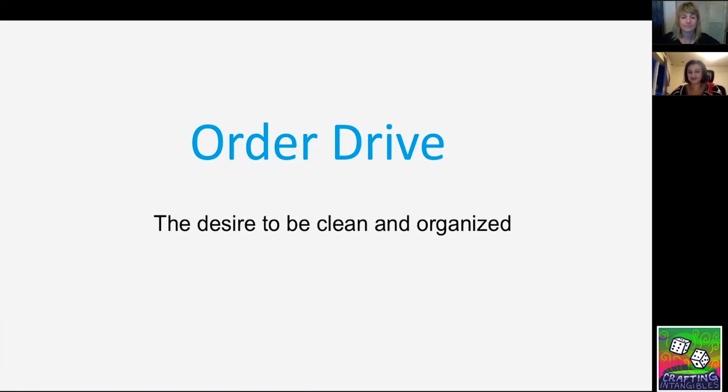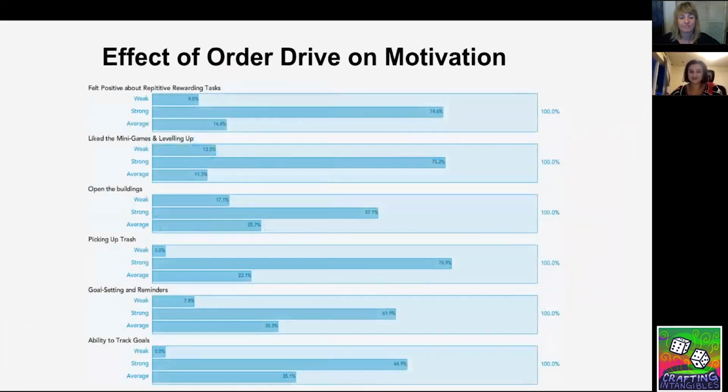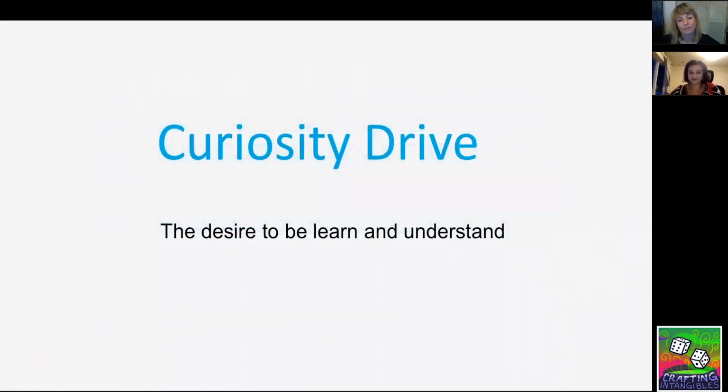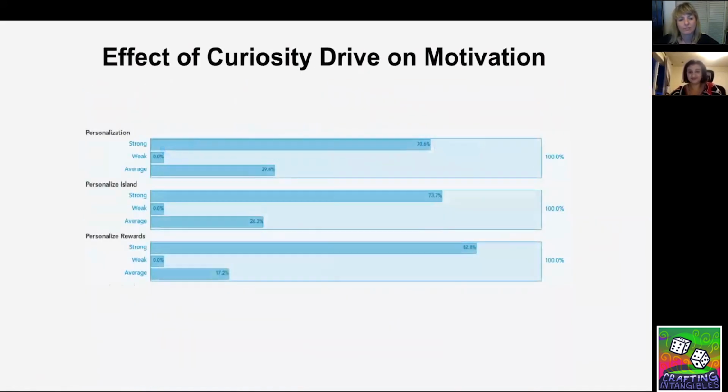So order is a desire to be clean and organized. For these people, you can see here it says strong. So the strong ones in that particular drive had a lot more activities towards mini games in the game and leveling up, repetitive reward tasks, picking up the trash, goal setting and reminders, the ability to track goals, because they are a lot more order driven.